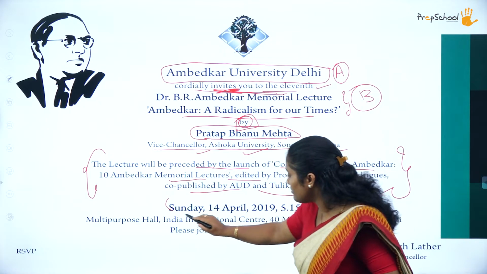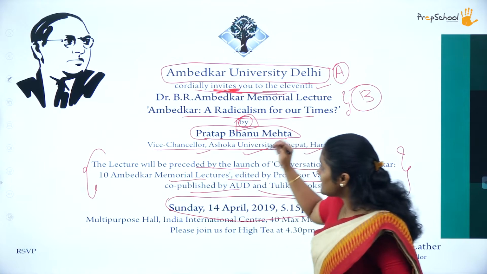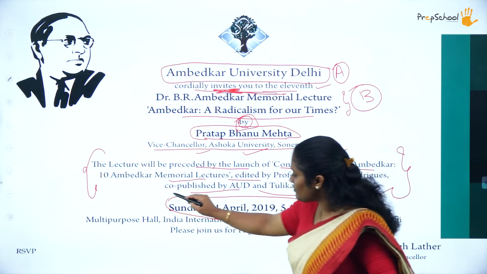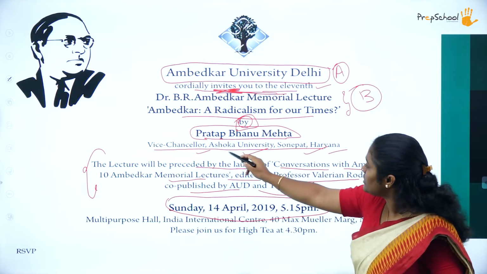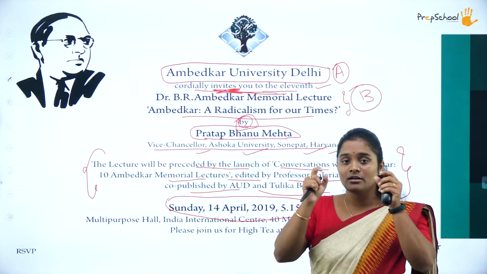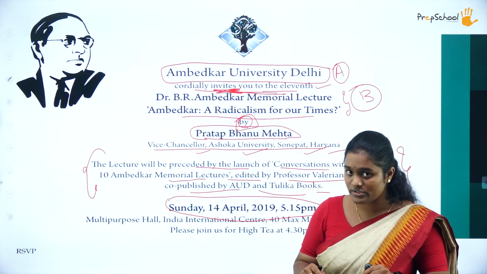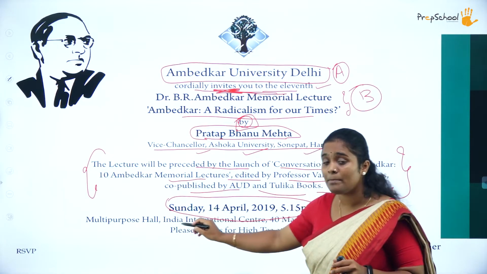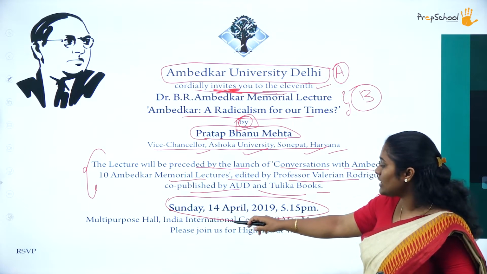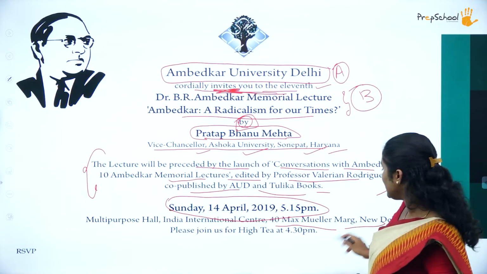So when is this happening? Bold again. You see that it is not written in one entire paragraph. The lines have been broken down. You see space over here, right? Each important thing follows one after the other. At the end, when is this happening? Sunday, date, time, and venue is given over here. Multipurpose Hall, India International Centre, all the details are given.